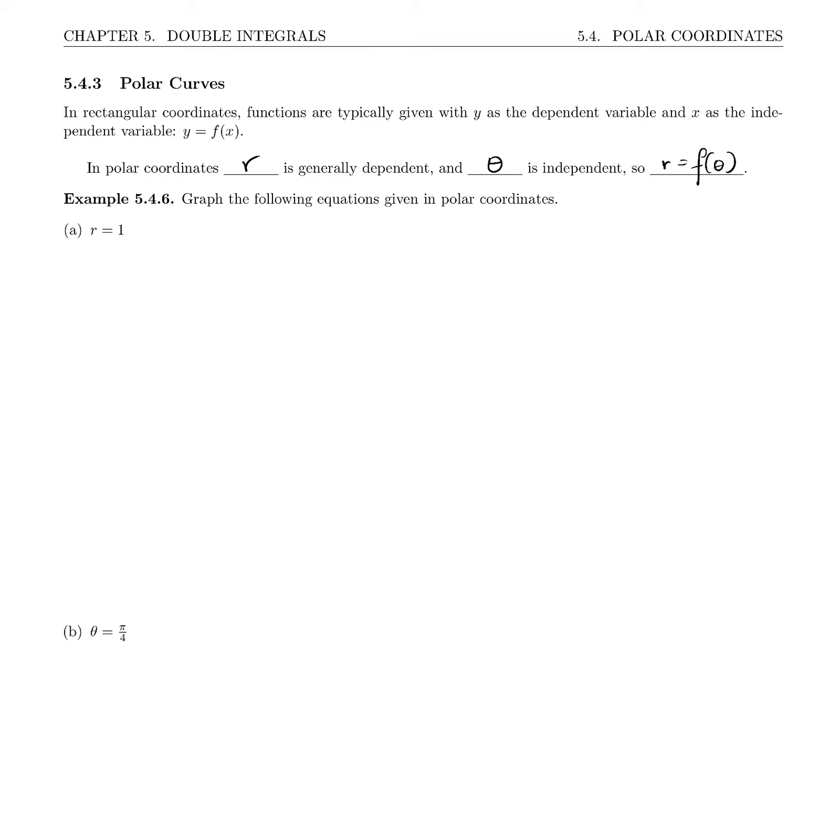Let's look at example 5.4.6. We're going to have two curves to plot here, one of which is going to be a function, r is f of theta, and the second is not. So A, we're asked to graph the curve r is equal to 1. Well, there cannot be anything simpler than a constant function, right? That's the simplest kind of function you can have.